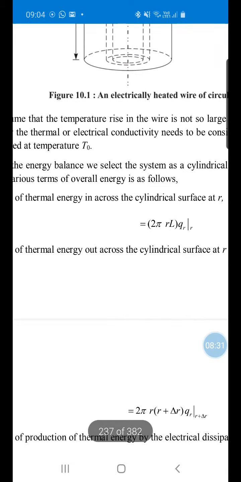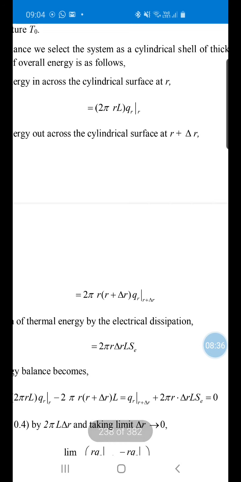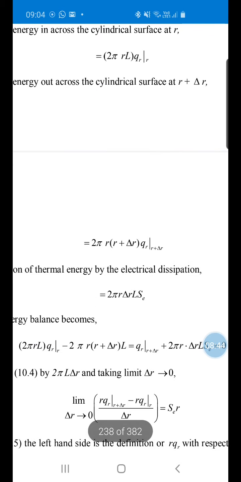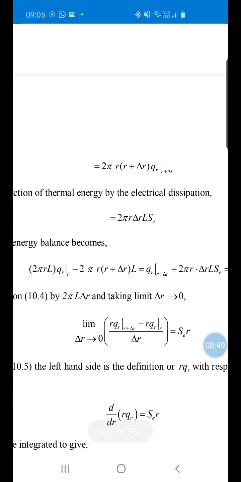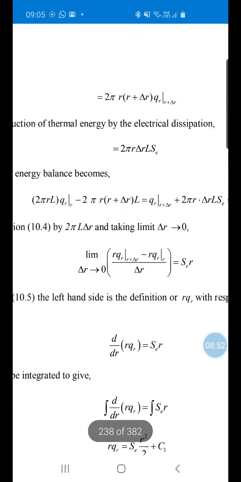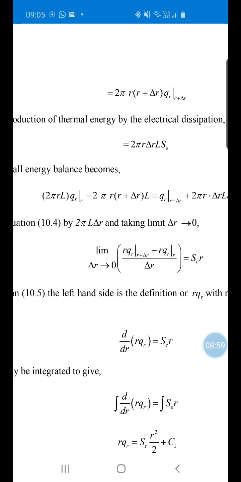What will be the thermal energy out across the cylindrical surface at r plus delta r? It will be 2 pi (r plus delta r) L into Qr at r plus delta r. It will be similar, only there will be r here, and there will be r plus delta r there. The rate of heat production we have already seen is Se. Its unit is watt per centimeter cube, so you have to multiply by volume. The volume will be 2 pi r L, the circumference, into delta r, the thickness. Volume into Se, the rate of heat production.